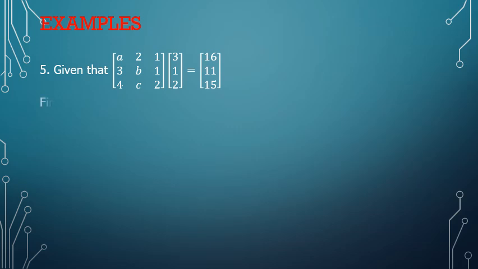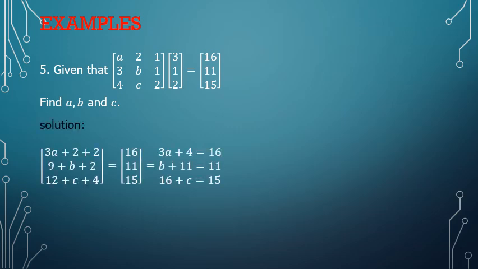Now we have been asked to find the values of A, B, and C. To find the values of A, B, and C, we just multiply. First of all, multiply the two matrices here. We get the result on the left hand side, and then you equate to the right hand side. Now this will be a times 3, you get 3a, plus 2 times 1 is 2, plus 1 times 2 is 2, so it will be 3a plus 2 plus 2, get 3a plus 4, equates to 16.